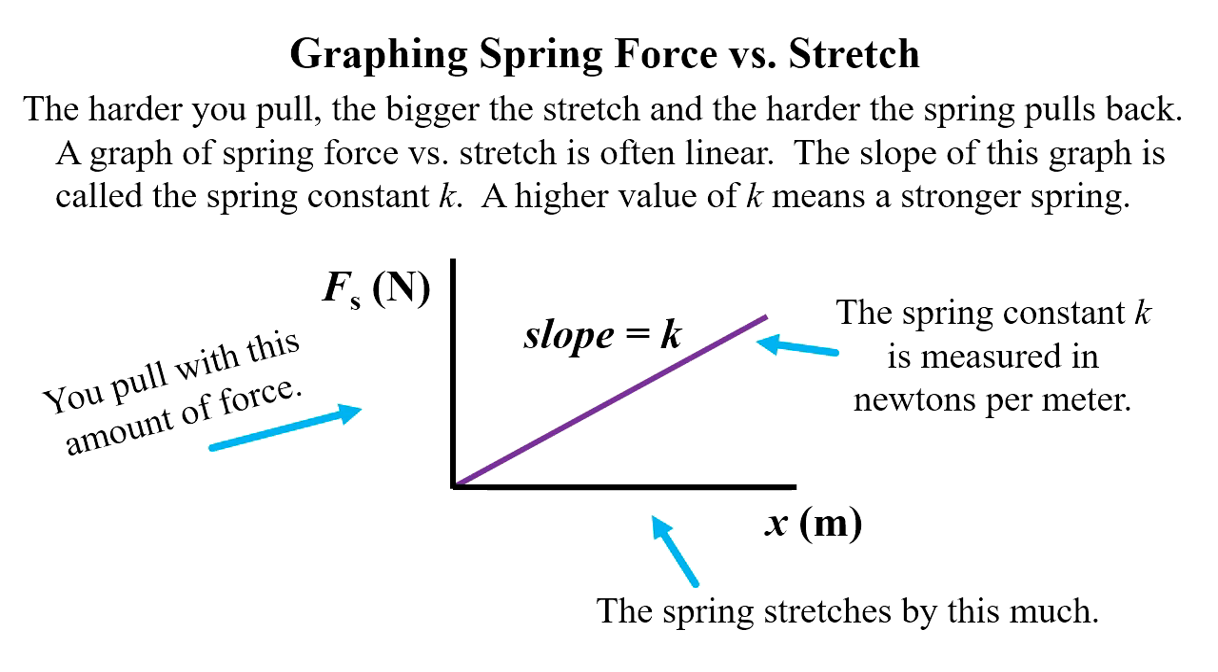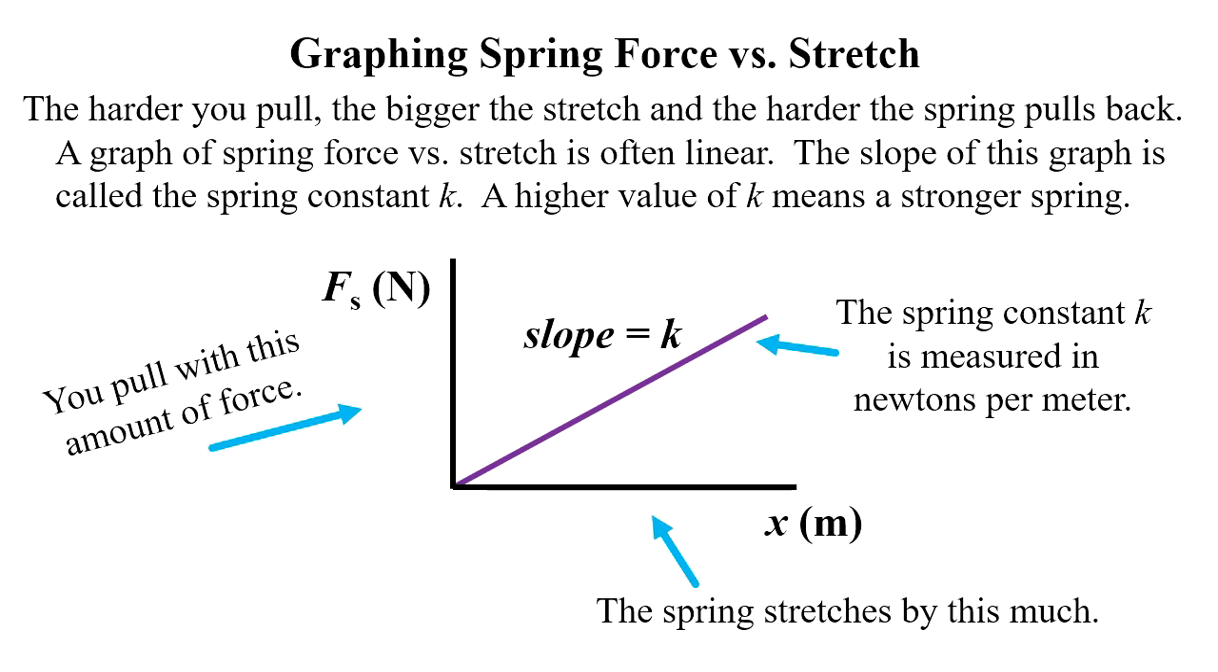The harder you pull, the bigger the stretch, and the harder the spring pulls back. We can make a graph of this, spring force versus stretch. Often, for many kinds of materials, this graph is at least approximately linear. The slope of the graph is called the spring constant, abbreviated with lowercase k. A higher value of k means a stronger spring.